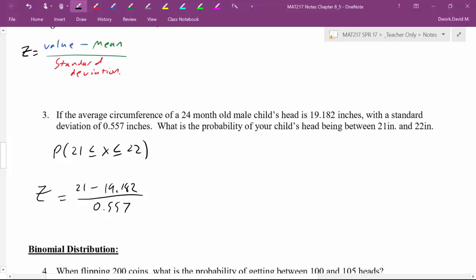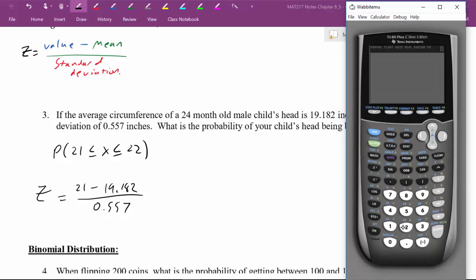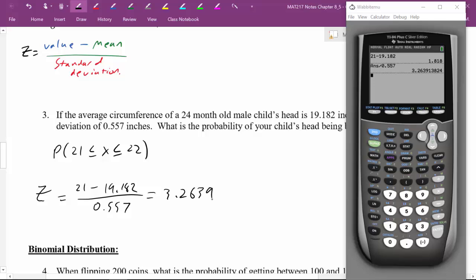Okay, so now let's calculate what that is with our handy dandy little calculator. So that will be 21 minus 19.182. Take that answer, divide by 0.557, and we get that this z-score is 3.2639 and change.